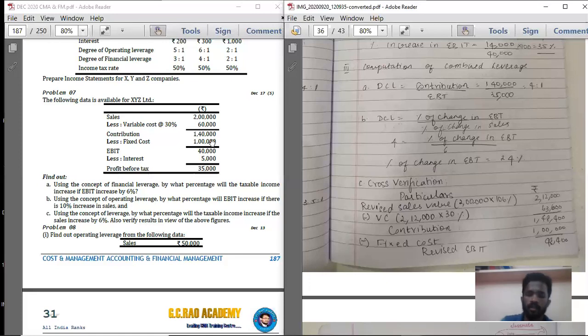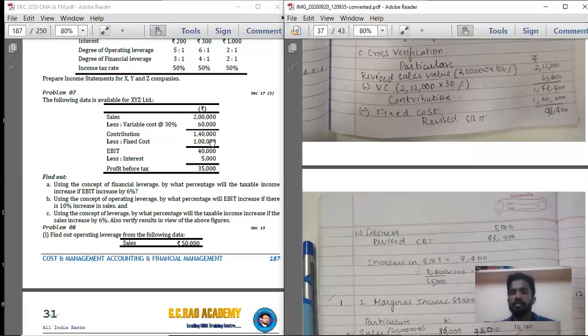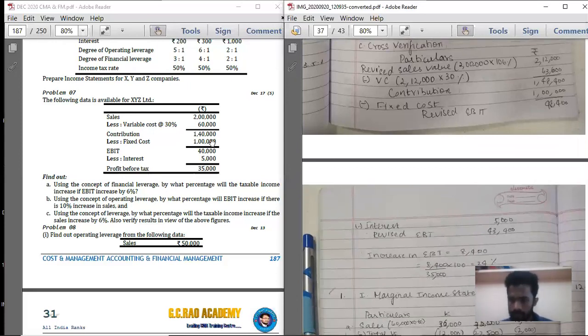From the revised EBIT, less interest. In respect of that 48,400, revised EBIT. Below that, less interest, amount column within bracket 5,000. Now total it. 48,400 minus 5,000, amount column 43,400. So this is the EBT. In respect of that 43,400, revised EBT.